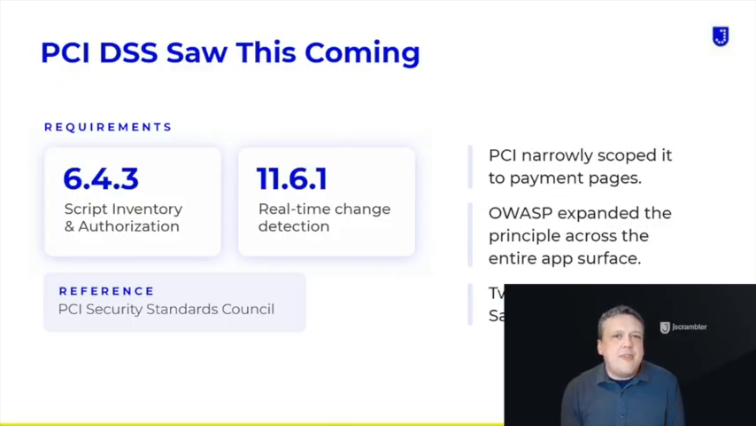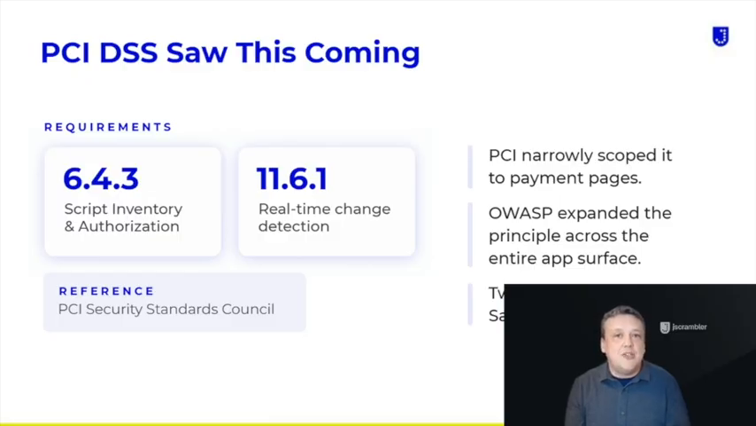PCI DSS is probably the closest thing that the industry has to a widespread security standard. So when they introduced requirement 6.4.3 in version 4 of their standard a few years ago, they were responding to a real threat that they were seeing in the wild. Requirement 6.4.3 says that organizations must maintain an inventory of all of the different scripts on their payment pages, and they all need to be authorized. So not checked annually, authorized pretty much as they're added. That's pretty prescriptive. And then requirement 11.6.1 takes it further.